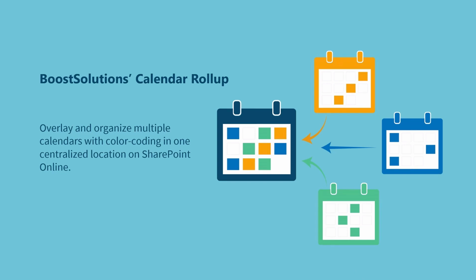The BoostSolutions Calendar Rollup App allows you to aggregate calendar events from SharePoint Online calendars, group calendars, and personal calendars in one place. By color-coding events based on different calendar sources, it makes it easy to identify and categorize information, making it better for tracking your meetings and schedules. In this video, I will walk through how to use the product to aggregate the calendars on a SharePoint Online site.